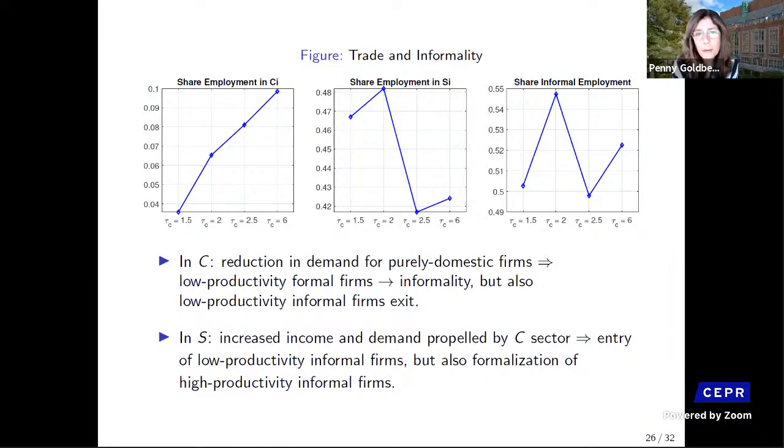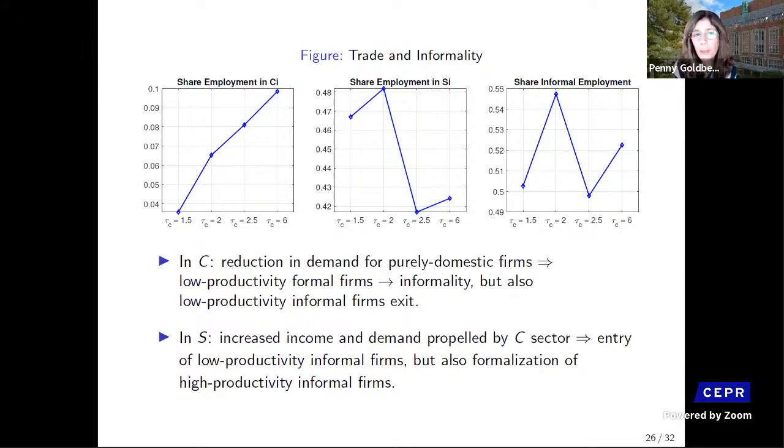So these are excellent questions. It's certainly the case that some formal firms employ informal workers. This is what people call the intensive margin of informality, and we don't account for this in this paper. This is one of the limitations. The reason we don't account for it is simply because it's computationally too involved. This is already very, very involved.